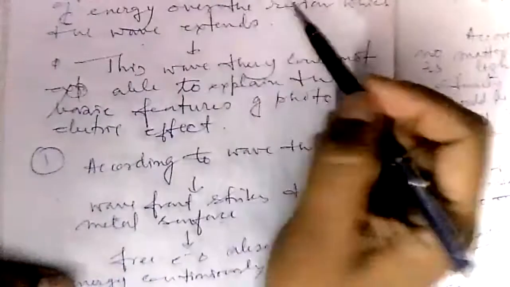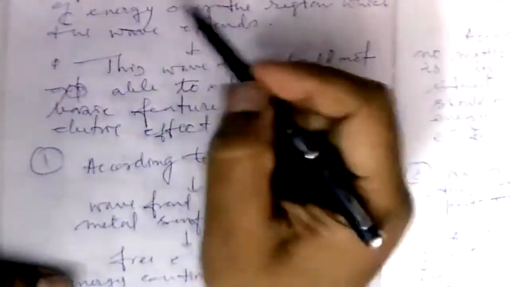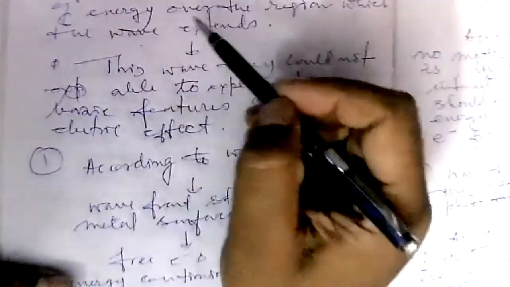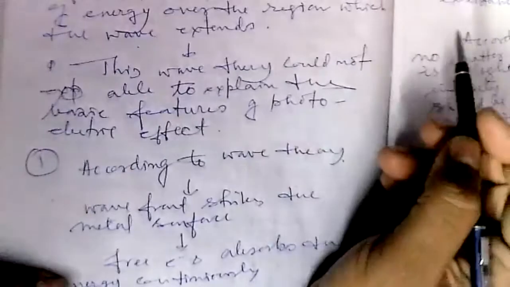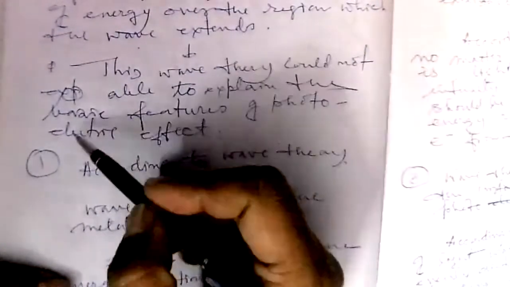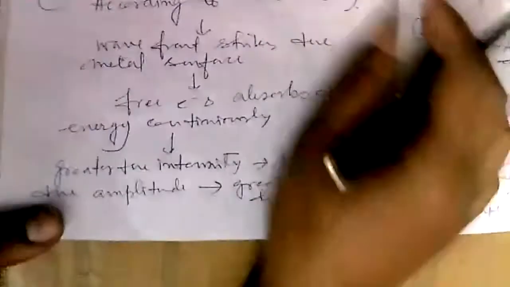Now, according to the wave theory, light is an electromagnetic wave consisting of electric and magnetic fields with continuous distribution of energy over the region in which the wave exists. Now, the wave theory could not explain the basic features of the photoelectric effect.